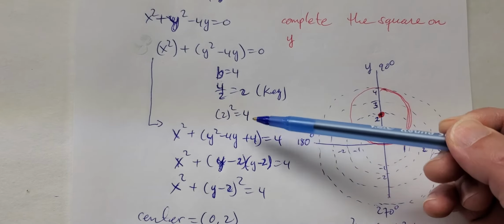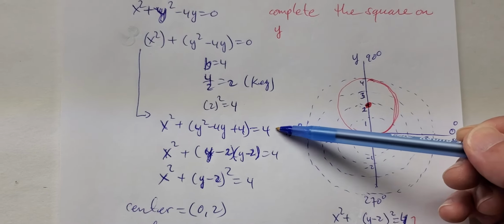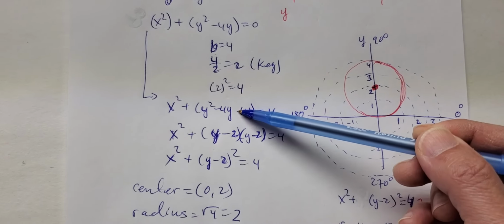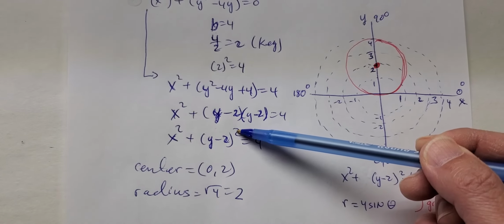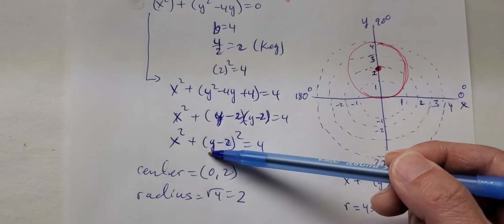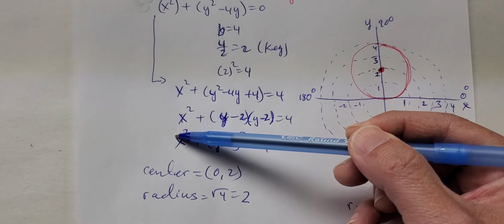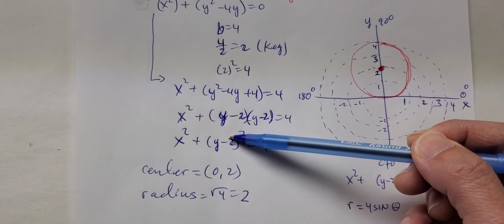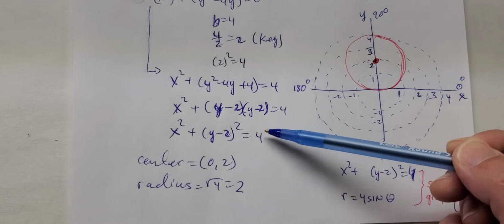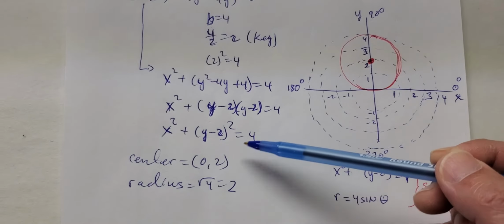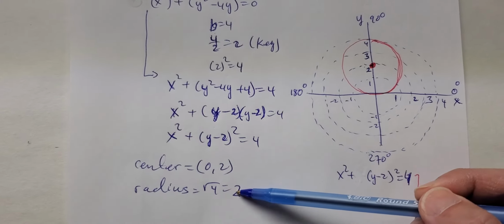Take this 4, add it to the inside of the parenthesis of y and to the other side as well. Factor this, so y minus 2. There are 2 of them, so square. And this is the complete answer. Center: x has no parentheses, so 0. Here y has parentheses, so the opposite of negative 2, positive 2. Radius, square root of 4 will be 2. So center 0, 2, radius 2.